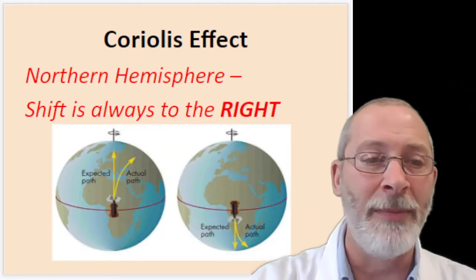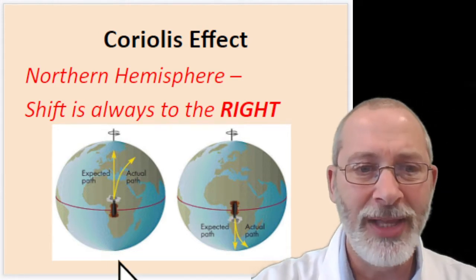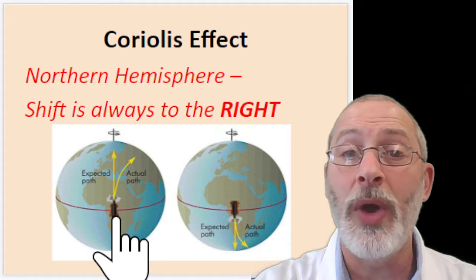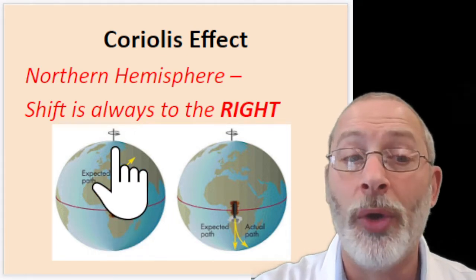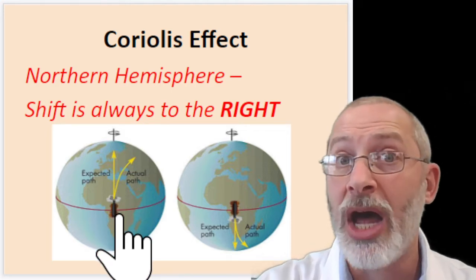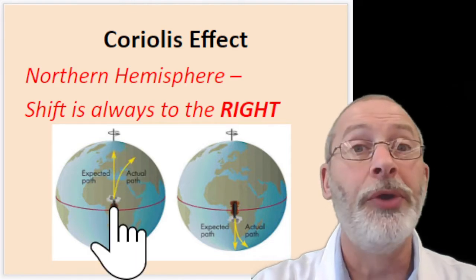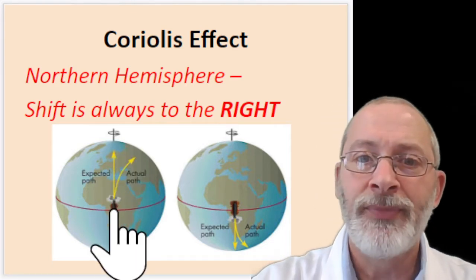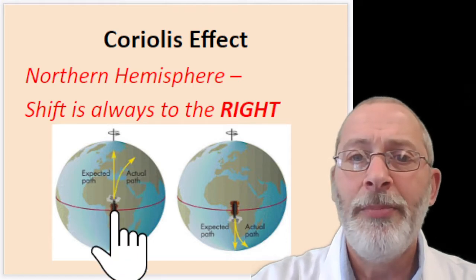In the northern hemisphere, let's say you were standing on the equator and you wanted to travel north. Now, you could walk in a straight line from the equator to the North Pole, theoretically speaking, that is. And with a compass, you'd just travel in a straight line. But here's the deal.